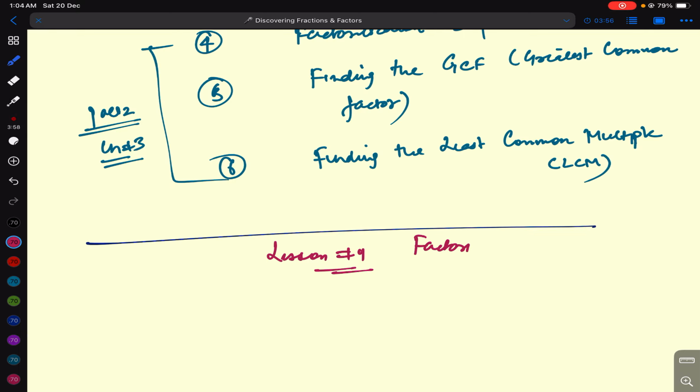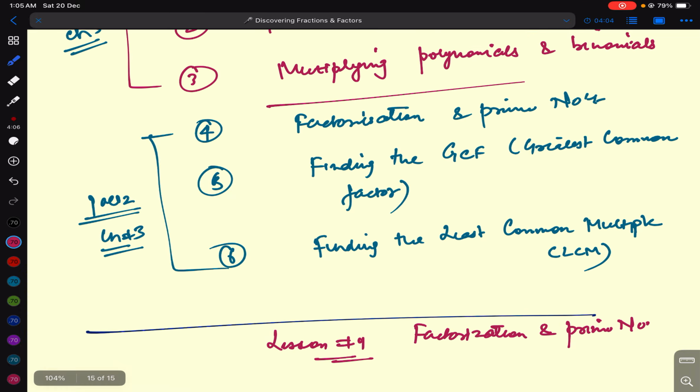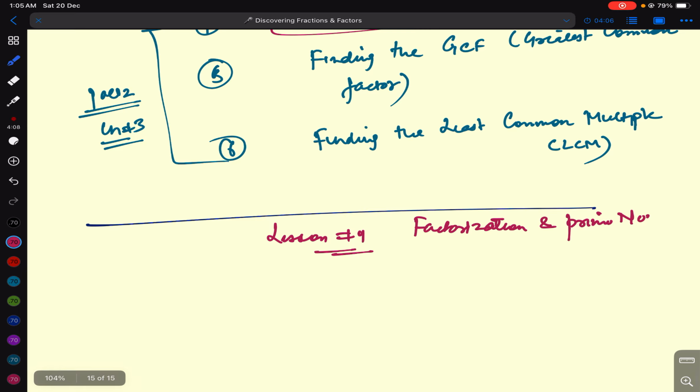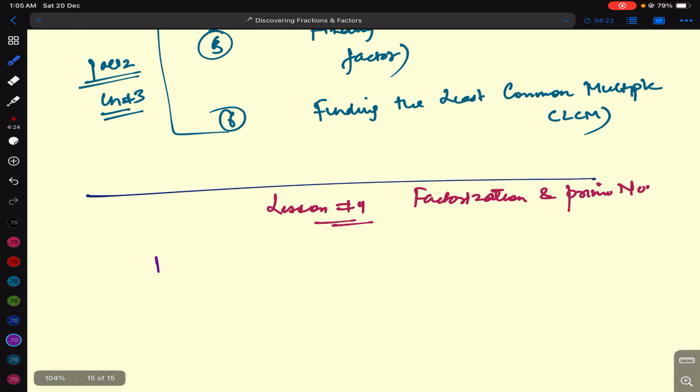factorization and prime numbers. Okay, so we are going to start with lesson number 4, which is factorization and prime numbers. First we'll talk about factors, what exactly is a factor, then we'll see how we perform the factorization. So what is a factor basically?